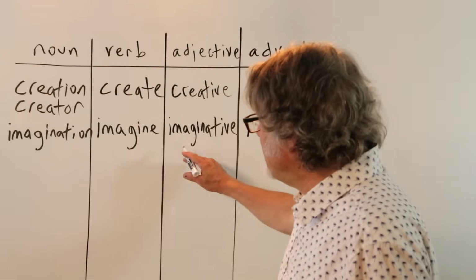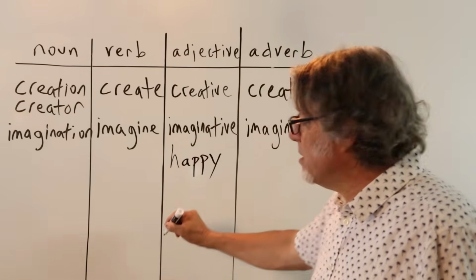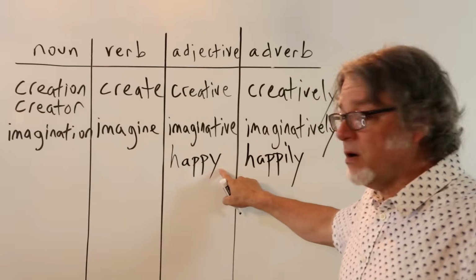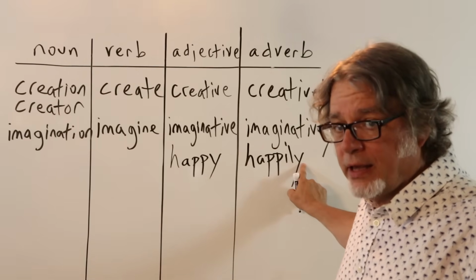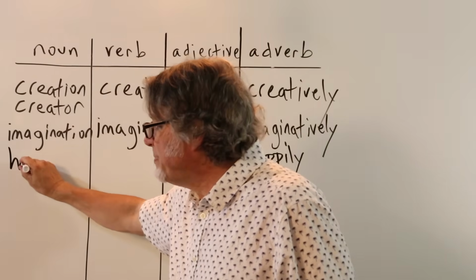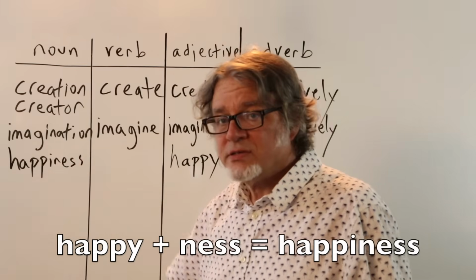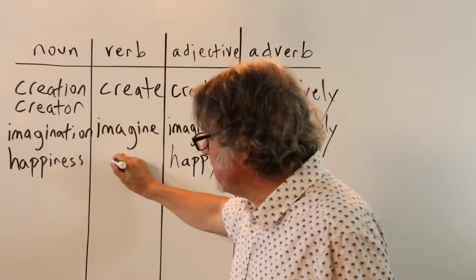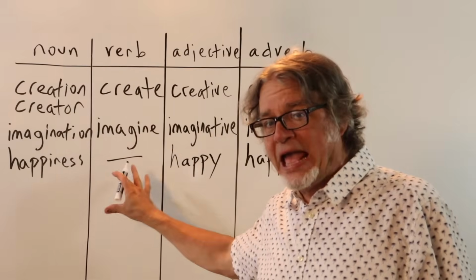A word like happy as an adjective becomes happily as an adverb. The y changes to an I and then add the ly ending. As a noun, happy is happiness with an NESS suffix. There is no verb form for happy. Sometimes there's no way of changing a word so that it'll fit one of these categories.